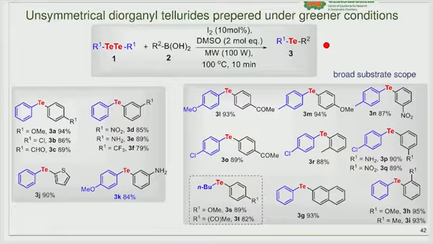After a series of optimization reactions, we observed that 10 mole percent of molecular iodine and 2 molar equivalents of DMSO as an oxidant under microwave radiation of 100 watts, 100 degrees centigrade, 10 minutes was sufficient to give the product in good yields. After optimizing the reaction, we first performed the scope study by variation of the boronic acid moieties. We also extended the scope by variation of the organyl moieties of the ditellurides.